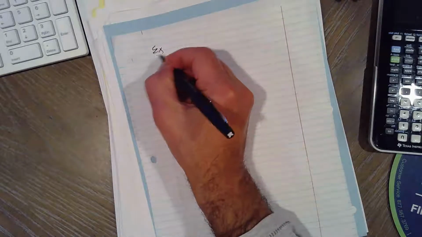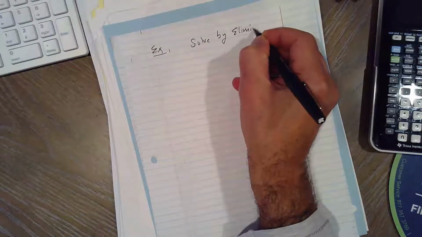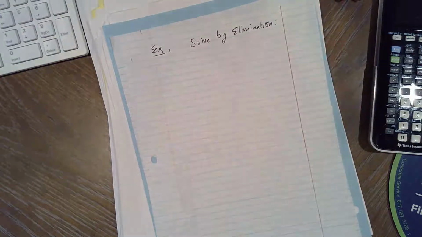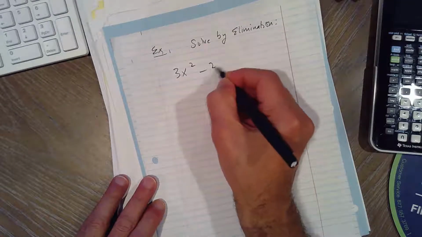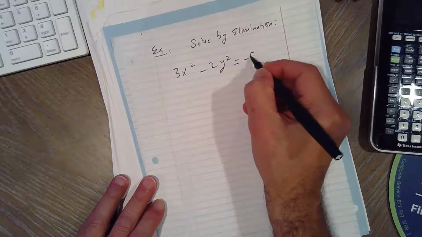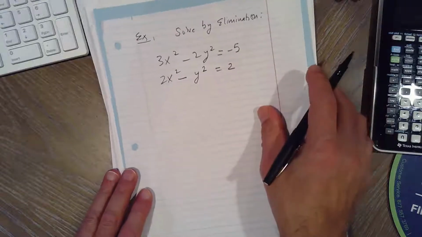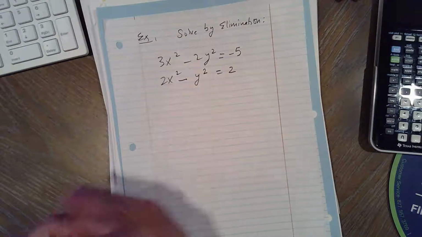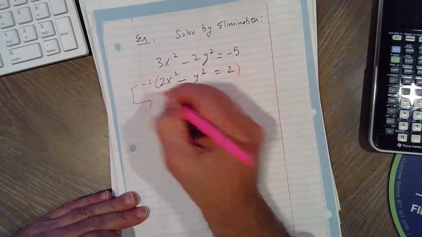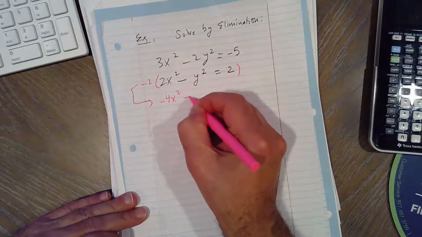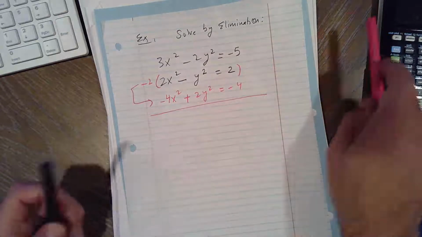Here's another example: solve by elimination. 3x squared minus 2y squared equals negative 5, and then x squared minus y squared equals 2. So if I want to do elimination, I want to multiply the bottom equation by negative 2 to eliminate y squared. So it's negative 2x squared plus 2y squared equals negative 4. Now we add like terms.